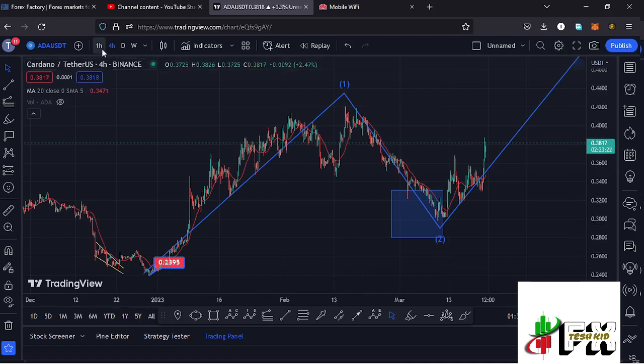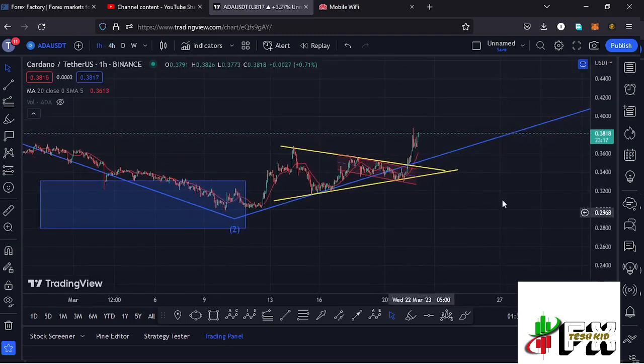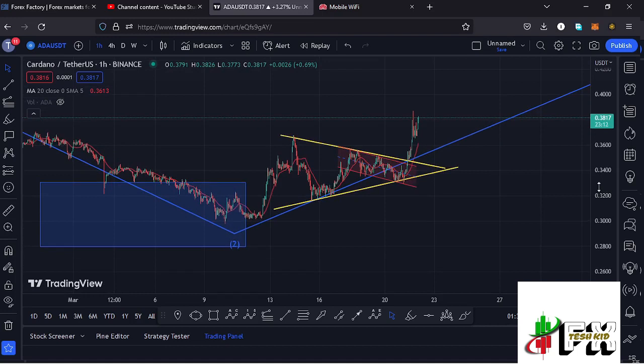We have also seen massive breakouts here on the 1-hour chart out of chart patterns that we had been trading within. The first chart pattern was this descending channel that we had been trading within, and also this triangle that we had been trading within, which have both given us a breakout to the upper side.